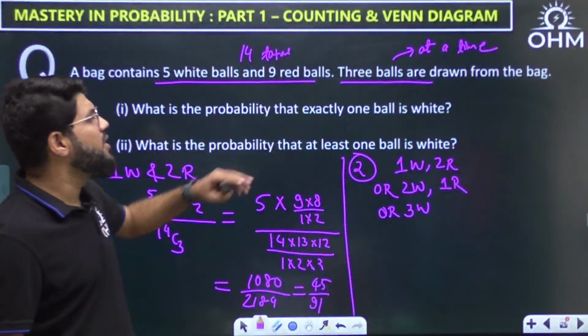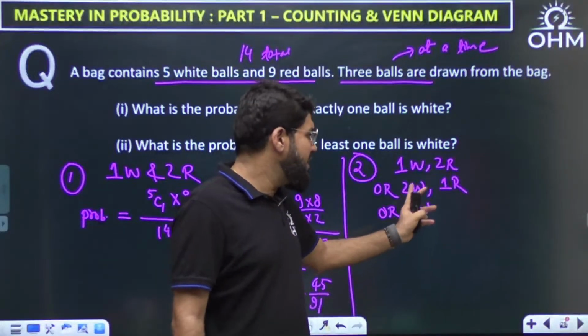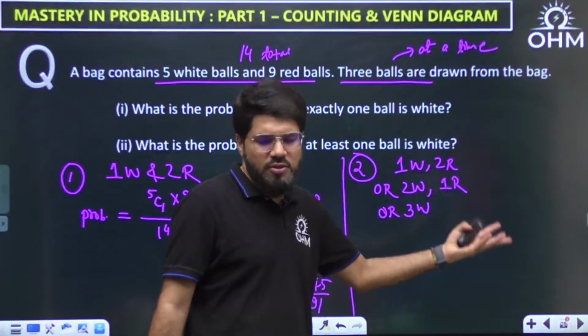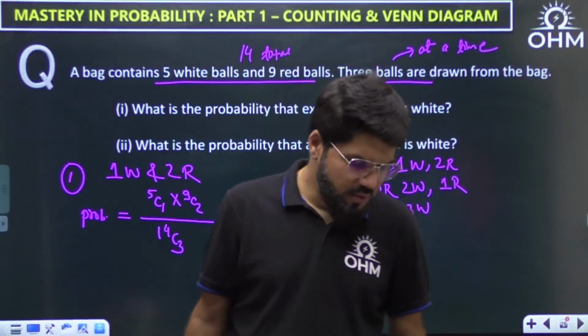Now, at least one ball is white. So maybe one or more than one. So one white, two red. If two white, then one red, or maybe all three white. So there is no red ball. That is how it is. Clear?